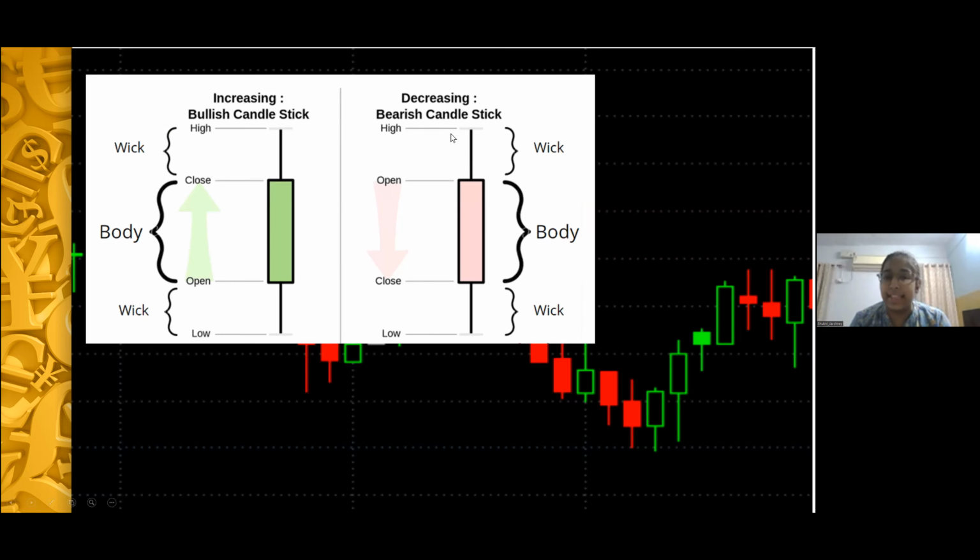Similarly, for a decreasing, bearish candlestick, this is the opening price which is at a higher level, whereas the closing price is at the lower level, indicating a fall in the price. And this is its high and low.